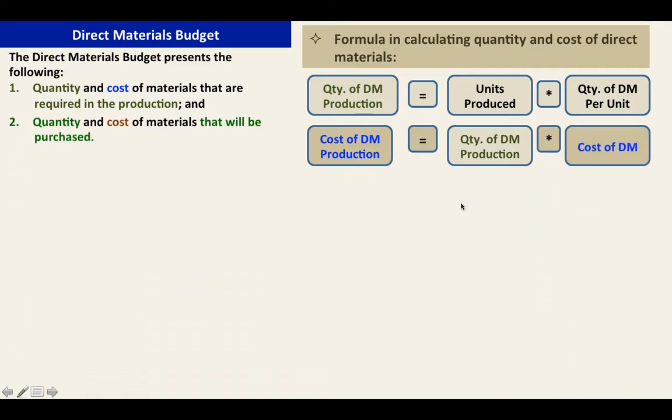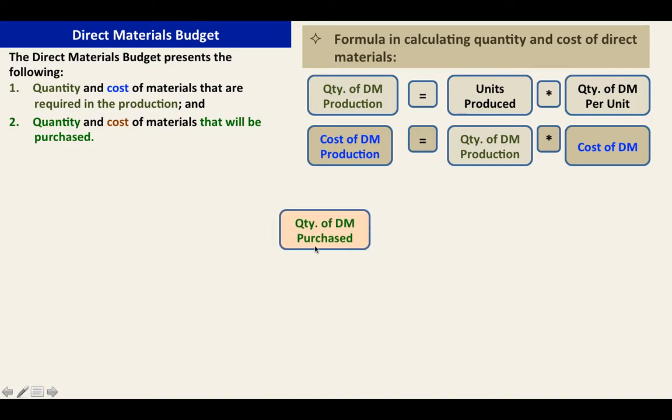Okay? And the second part of the direct materials budget is the quantity and cost of materials that will be purchased. The first one is the quantity and cost of materials in the production, and this second one is the quantity and cost of materials that the company will purchase. We need to have a budget for the amount of direct materials that the company will purchase.